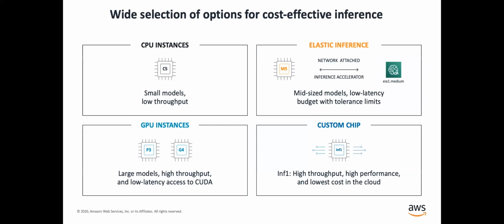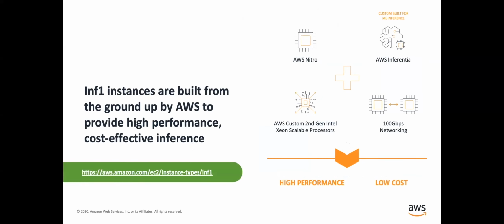I said inferencing is important, right? So there's C, P, G, and Inf1. It's a lot of choices. I have 2 more slides. Hopefully I'll finish. So Inf1 is built beautifully from the ground up. Amazon built this chip and the instance type, very cost effective.